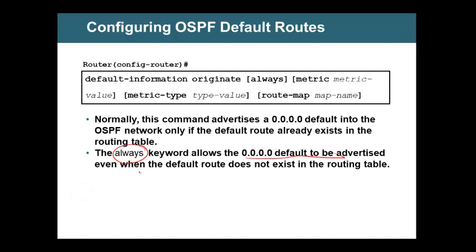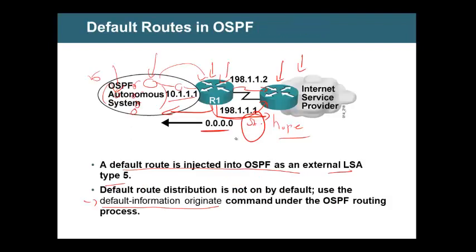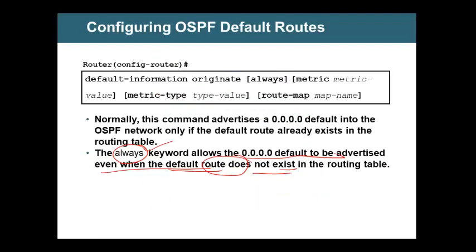This always keyword is not needed if a default route exists in this R1 towards the ISP. All right, so you need to know when to use always. Always is needed only when you don't have a default route in the routing table.